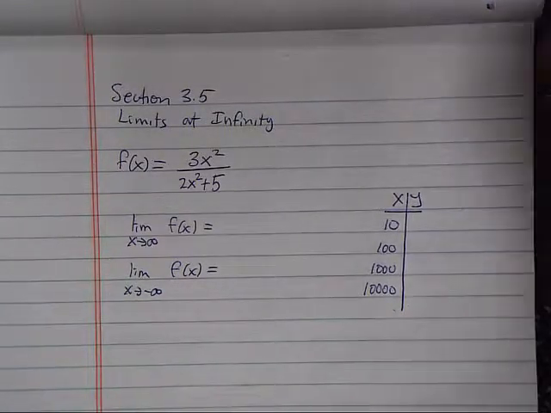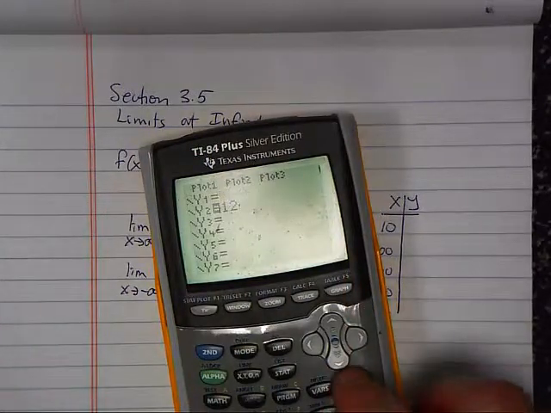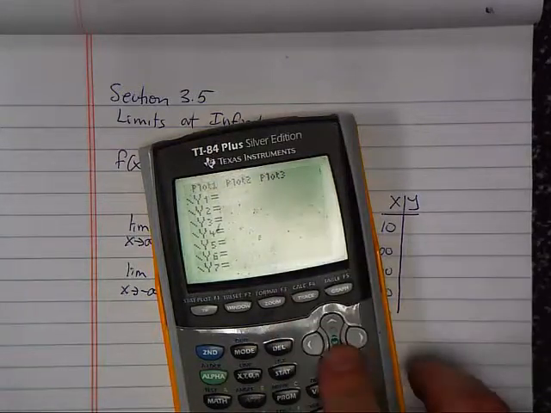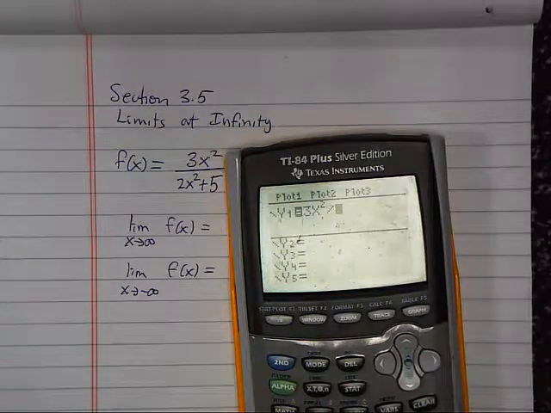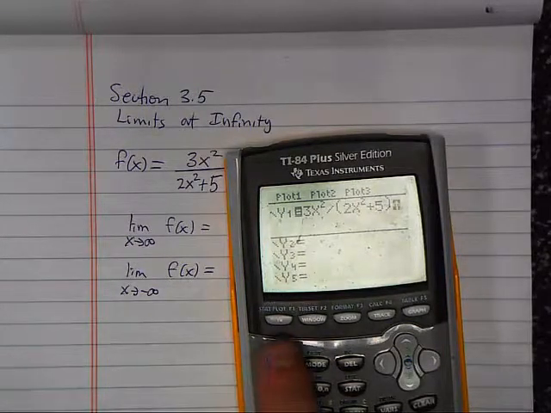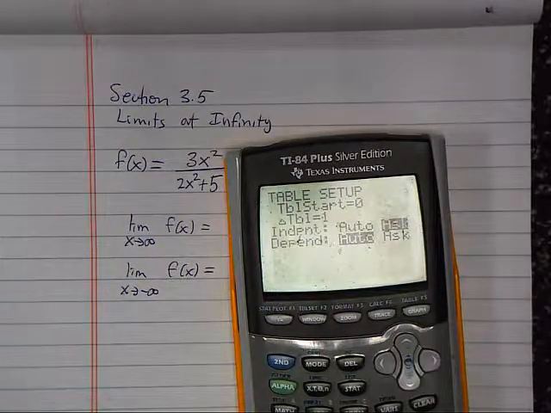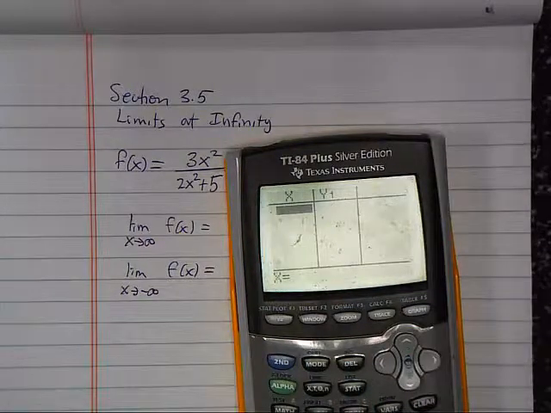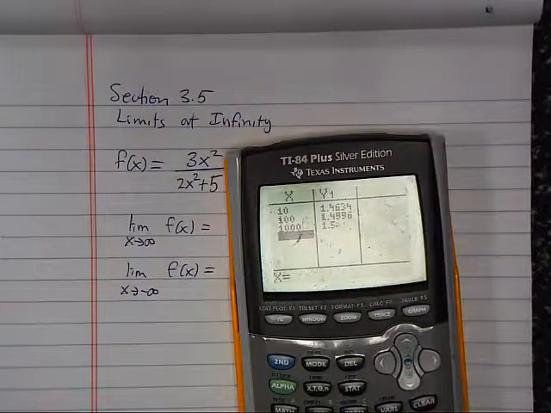All right, so I'm going to grab my calculator. Y equals, type in this function here. 3x squared divided by 2x squared plus 5. And then I want my table set up so that I'm on the ask mode. And that will allow me to just plug in any old numbers I want. So I go to my table. I plug in 10, 100, 1,000, 10,000.